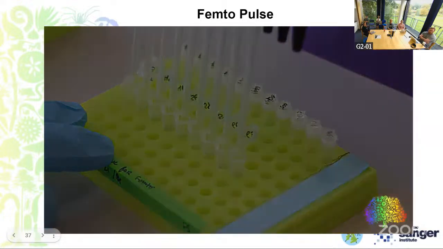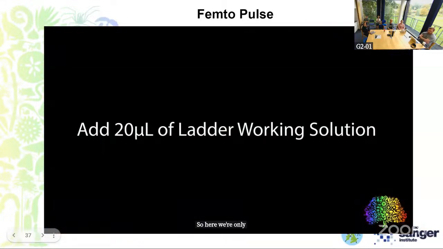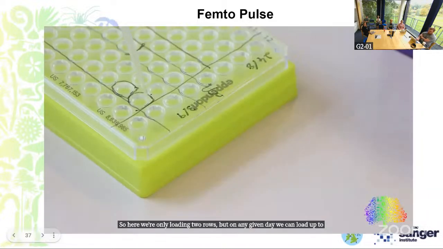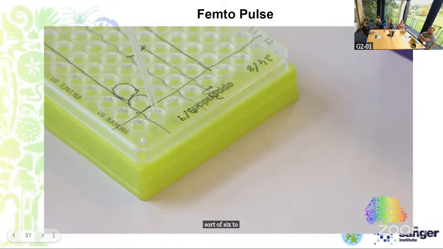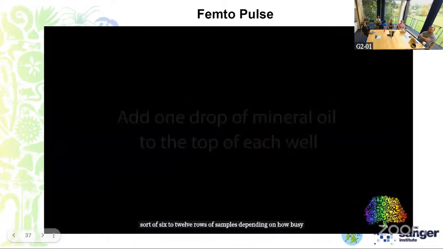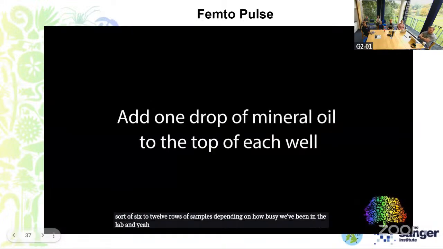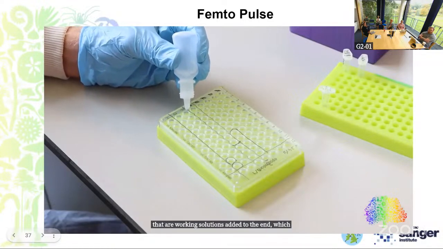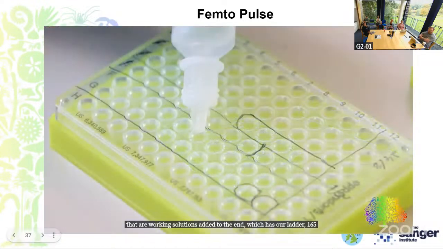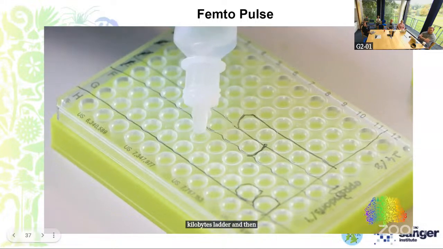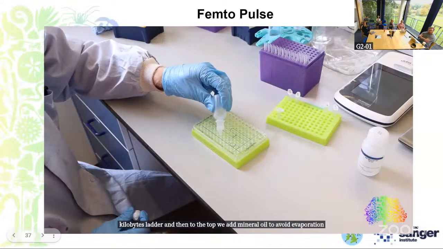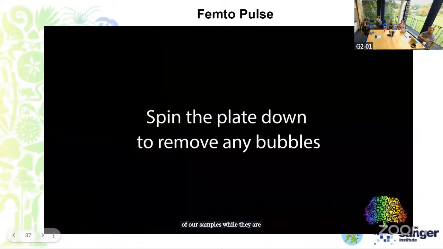So here we're only loading 2 rows, but on any given day we can load up to sort of 6 to 12 rows of samples, depending on how busy we've been in the lab. And finally the ladder working solution is added to the end, which has our 165 kilobase ladder, and then to the top we add mineral oil to avoid evaporation of our samples while they are sitting in the instrument.